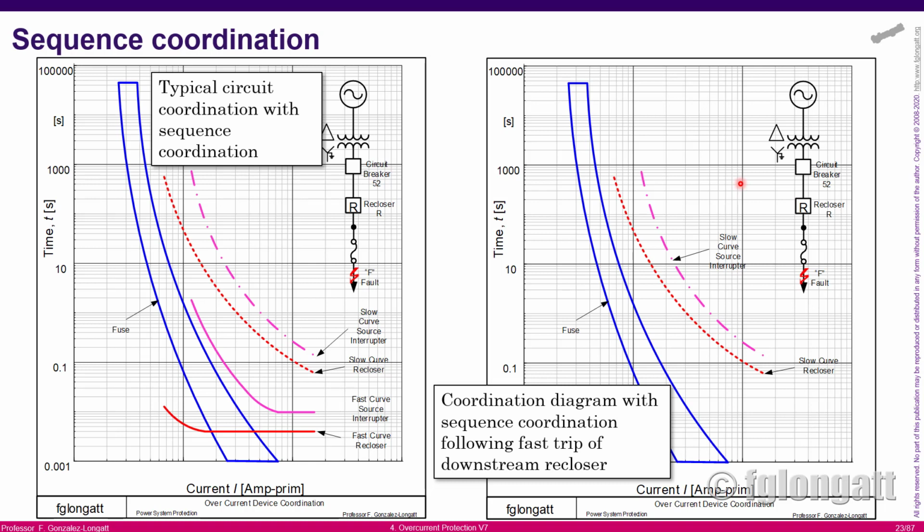How do we get coordination here? Well, very simple. If we have a fault at F, the first device that must work is the fuse. Then, if this fuse is not opening or something happened, we put here the curve for the recloser, and that is the slow curve for the recloser. And then the third line is we are using the setting for the slow curve for the overcurrent relay at the circuit breaker, okay?